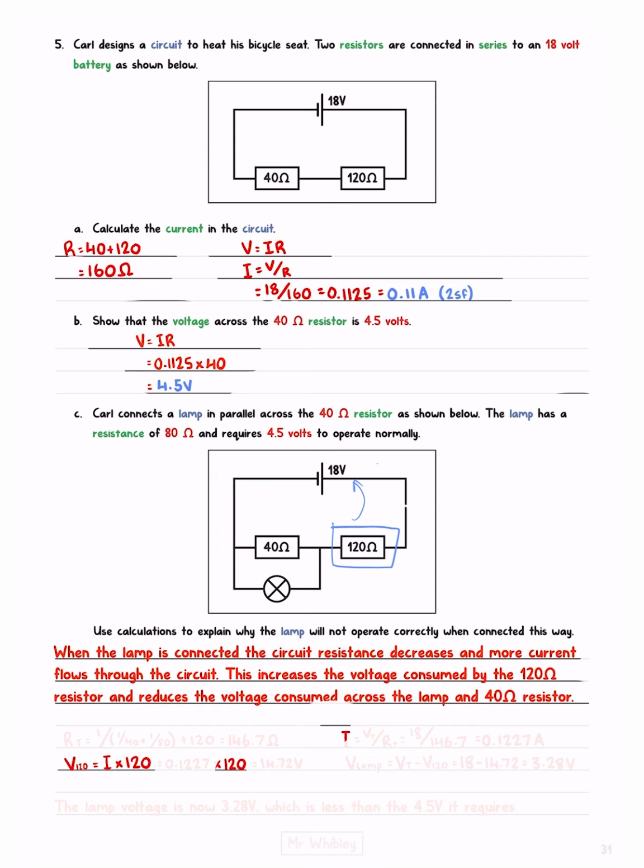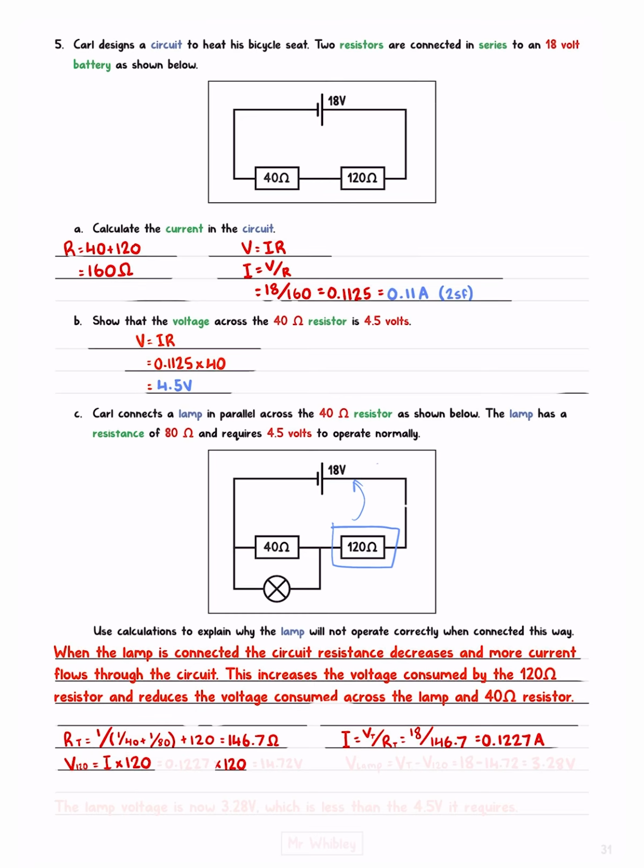To find the circuit current, we can use the fact that it's equal to the total circuit voltage divided by the total circuit resistance, where we know that the total circuit voltage is 18, and we just need to find the total circuit resistance. To do that, we know that that is going to be the resistance of our parallel branch, which is going to be 1 over our 40 plus 1 over our 80, since this is how parallel resistors combine, and then because this is in series with our 120 ohms, we just add that on, which gives us 146.7.